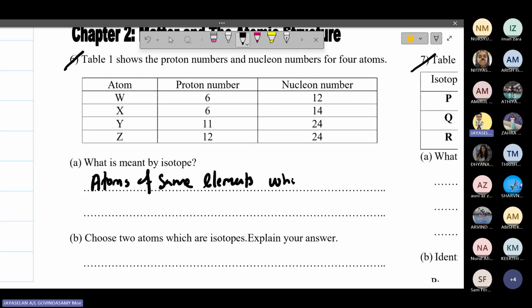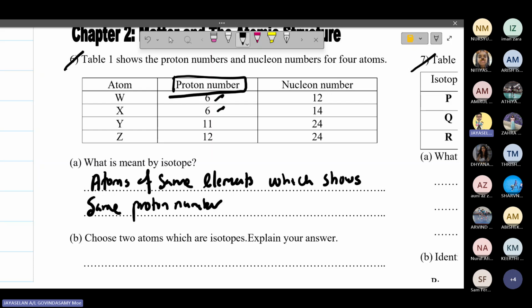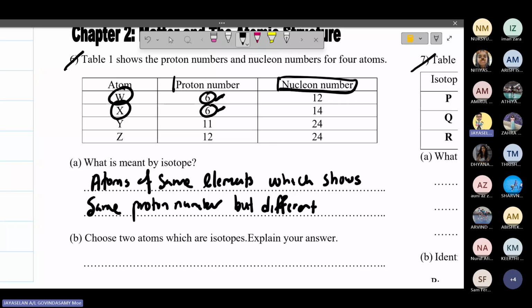Then I put here which shows same. Same, you see here, this is same. What is this? You use the table, same proton number. Same proton number. You choose these two, right? These two are isotopes, right? They show same proton number, which is 6. The proton number 6, same, right? Same proton number, but you put here different. Different what number? Write this, what is given: different nucleon number.